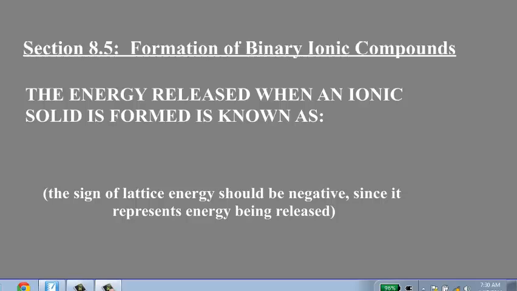So the whole reason an ionic solid forms is because the ions will have less energy when they're together than when they're separate, okay? So the whole driving force is to lower the energy. So the overall energy should be negative because we're going to release it, okay? The energy released when an ionic solid is formed is known as lattice energy.